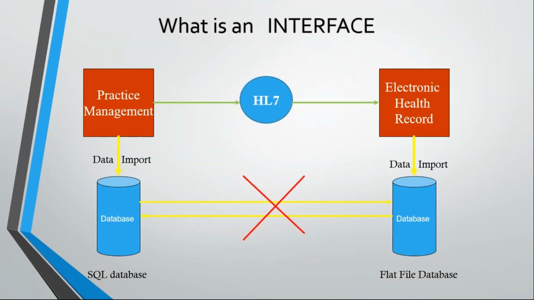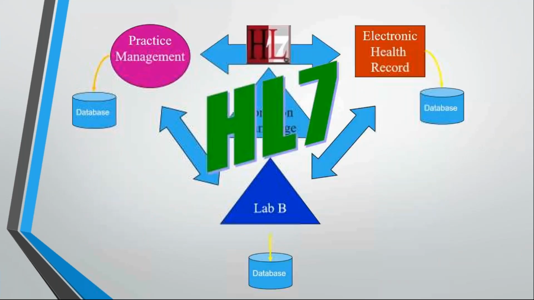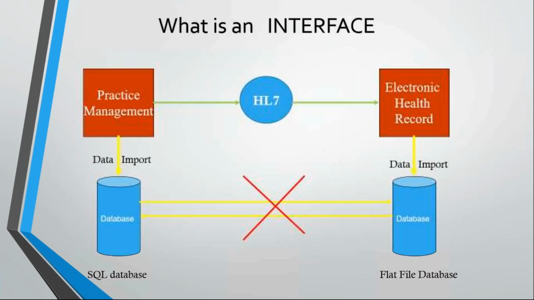So we'll see what an interface is. In our previous slide, we saw that we have to transfer the data from the PM system to the EHR system. It doesn't make sense for the doctor to enter the patient details again once they are captured at the PM system. So that captured demographic information will have to flow over to the EHR so that the doctor has all that basic information beforehand, when the patient arrives. For that to happen, there has to be an interface between the PM system and the EHR system.